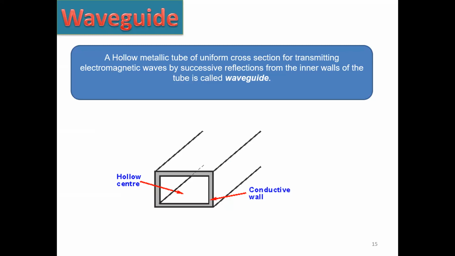Another term is the waveguide. So what is the waveguide? It is a hollow metallic tube of uniform cross section for transferring electromagnetic waves by successive reflections from the inner walls of the tube. It is called the waveguide.